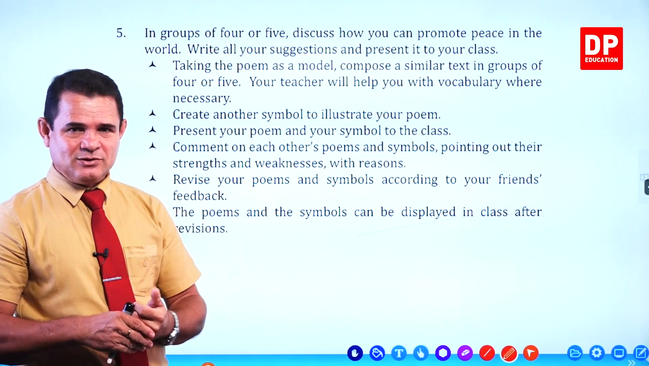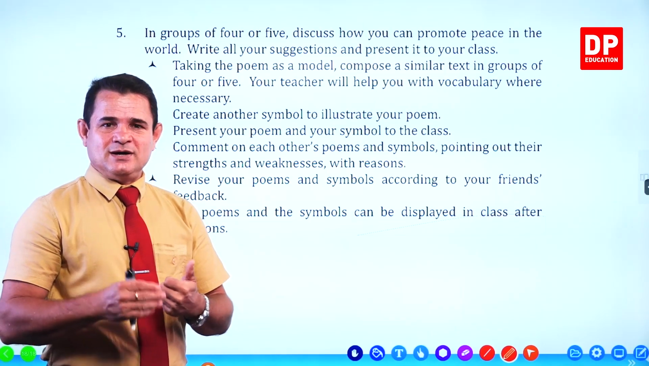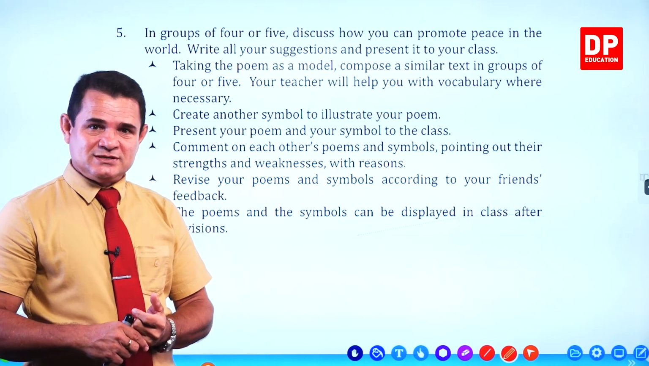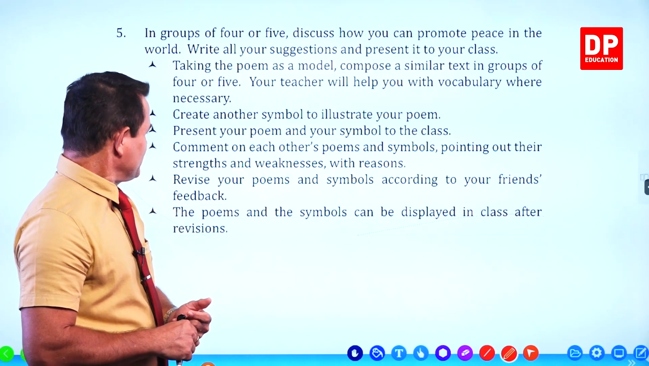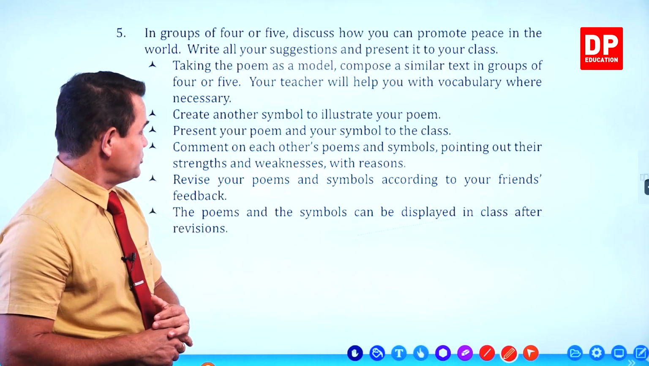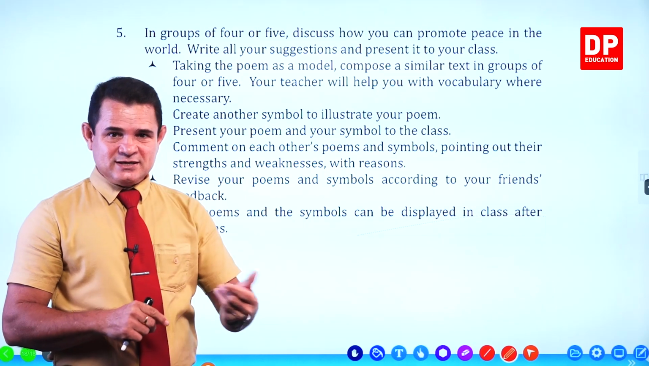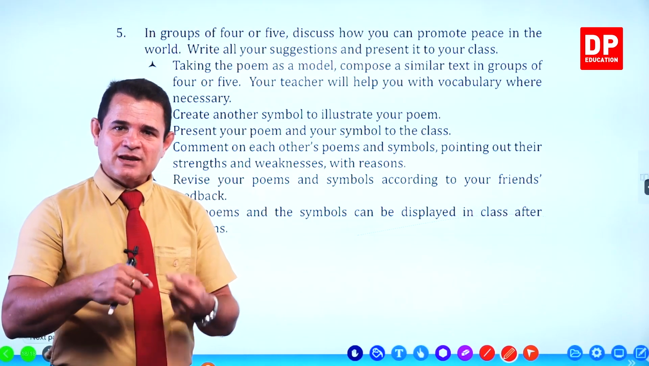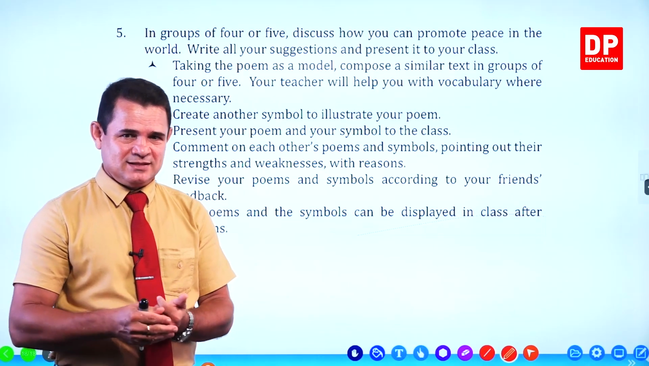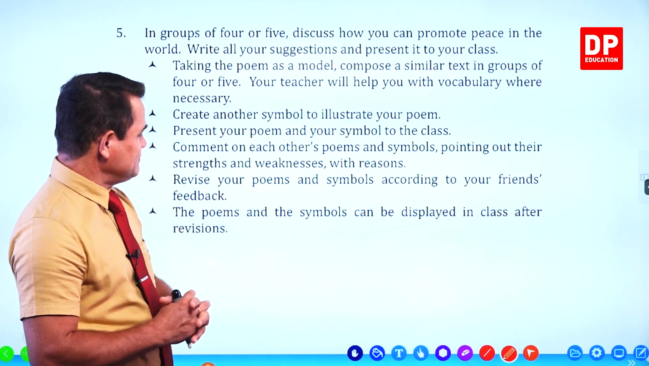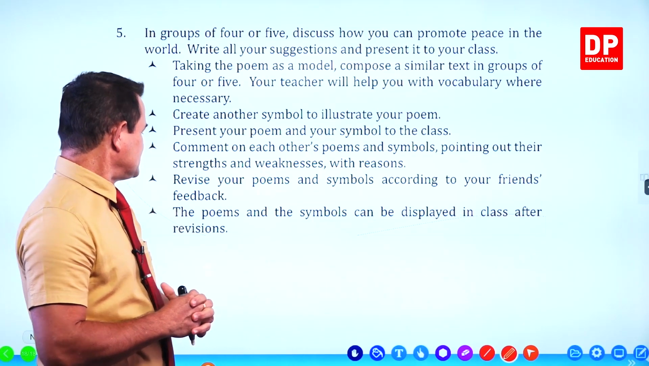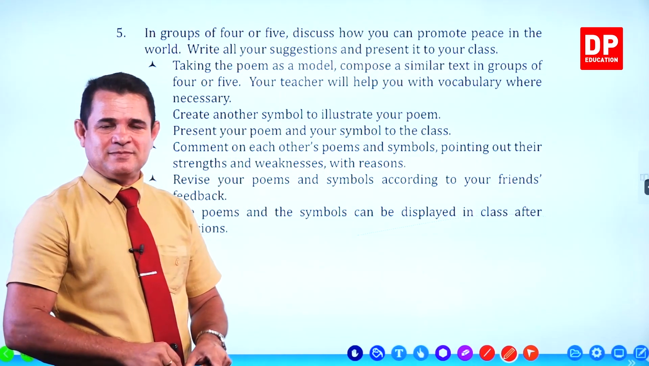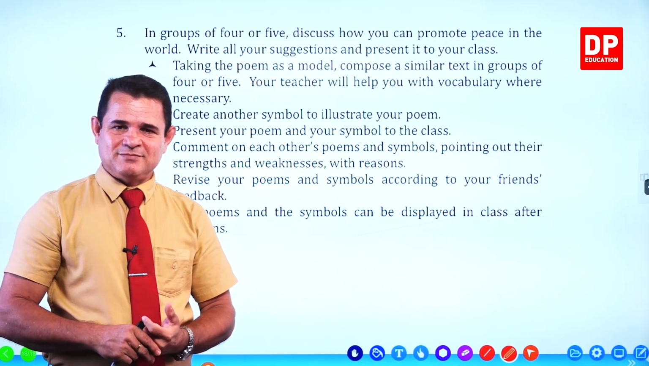So that when you present yours, others will comment. Then you can learn and fix your shortcomings. Right? And also you can be happy about your good side. Revise your poem and symbols according to your friends' feedback. Friends comment on the good and bad of your poem. Accordingly, revise and rewrite it, fixing the shortcomings. The poems and the symbols can be displayed in class after revisions. Right? After that you can display them in the class on the wall.